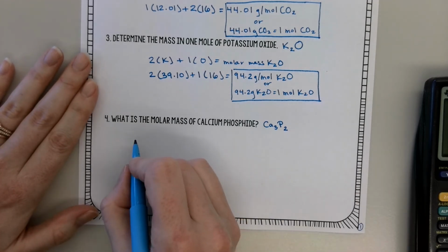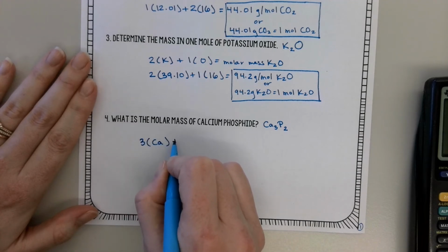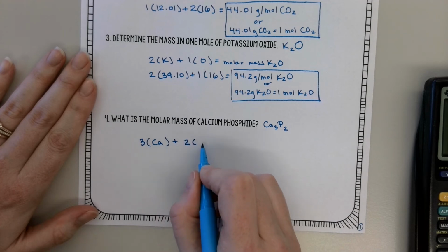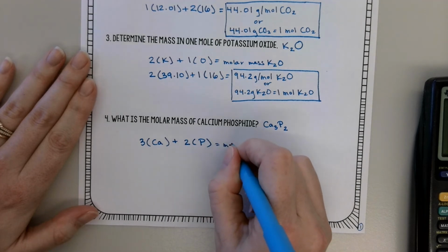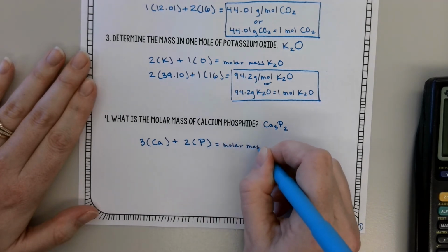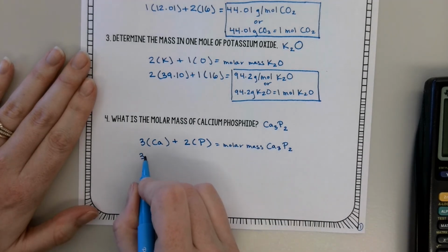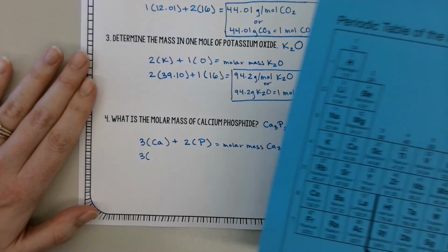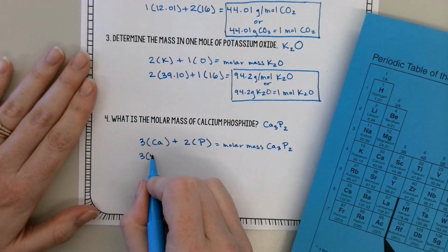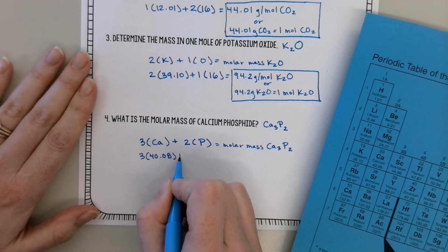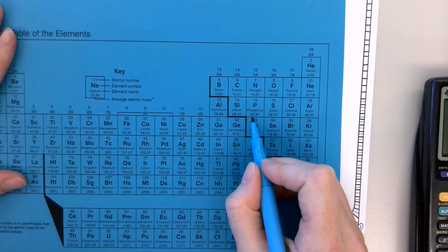So if we want the molar mass of calcium phosphide, we need the mass of 3 calciums plus the mass of 2 phosphorus, and that will give us the molar mass of calcium phosphide. All right, so we're going to look up what that mass is for calcium, and it's 40.08, plus 2 times the mass for phosphorus, 30.97.